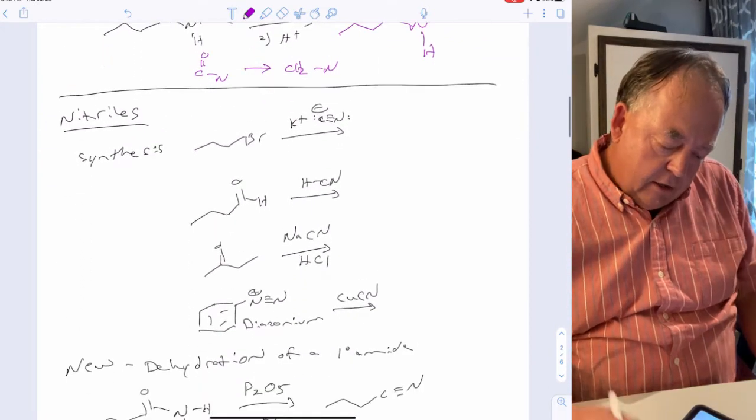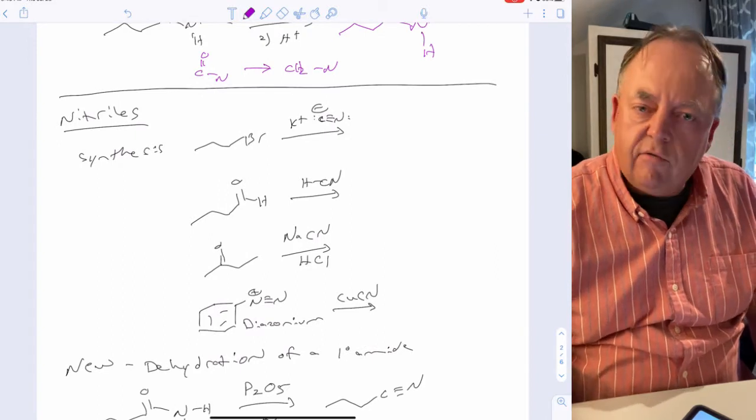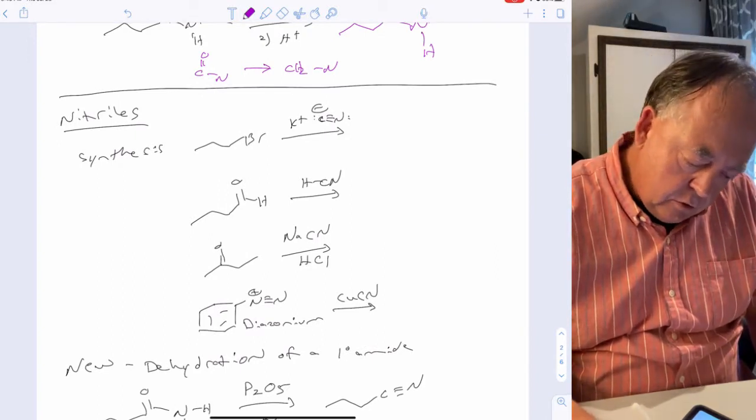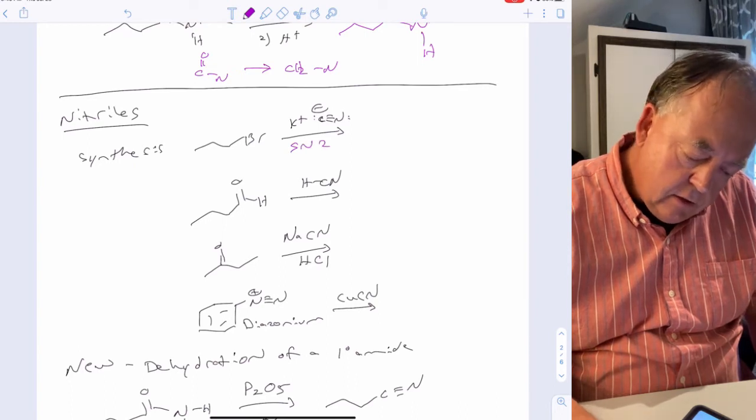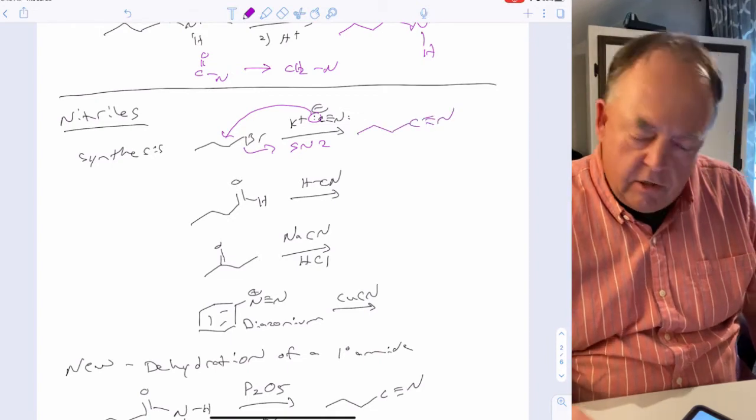Okay, so for nitriles, how to make nitriles. We've already seen several reactions that make nitriles. This was in organic 1. You can make them through an SN2 reaction. CN is a good nucleophile, so that can attack here and kick the bromine off. And you've got the nitrile.